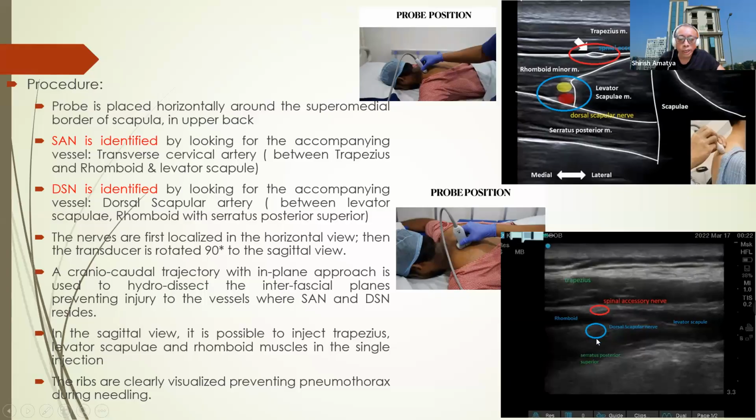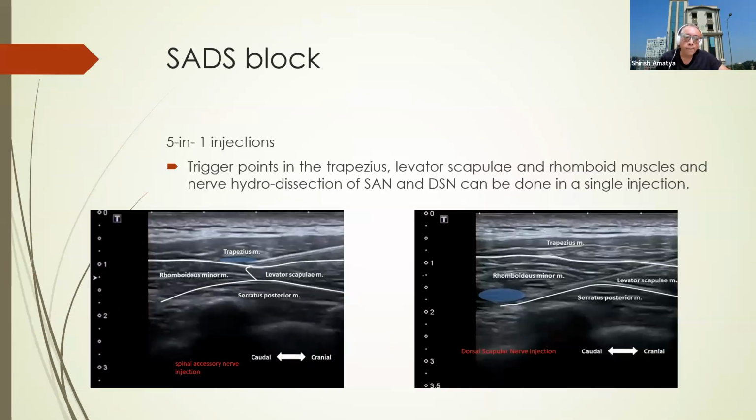Once we get this view, a needle is injected in an in-plane manner from caudal to cranial or cranial to caudal direction. We reach the interfascial plane between the second and third, or first and second layer, and block the nerve using 5% dextrose, or we can also use lignocaine with steroid to block these nerves. So this is the picture of the SATS block.